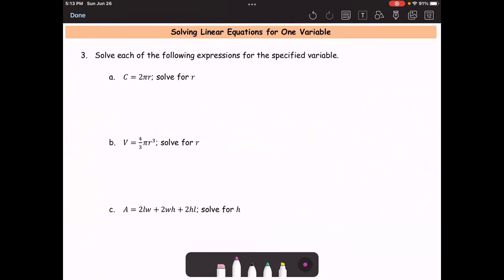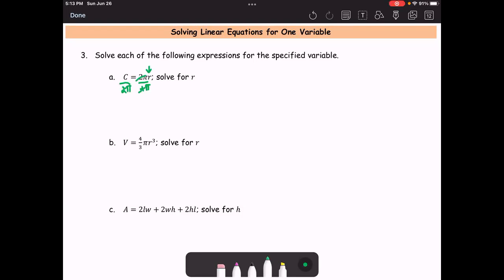This time we are going to solve linear equations for one variable. For this example, each of the following expressions, we're going to solve for the specified variable. In part A, we have the equation C equals 2 times pi times r and solve for r. The r is on the right-hand side term, multiplied by 2 and pi. To leave r by itself, or to solve for r, we are going to divide both sides by 2 pi.